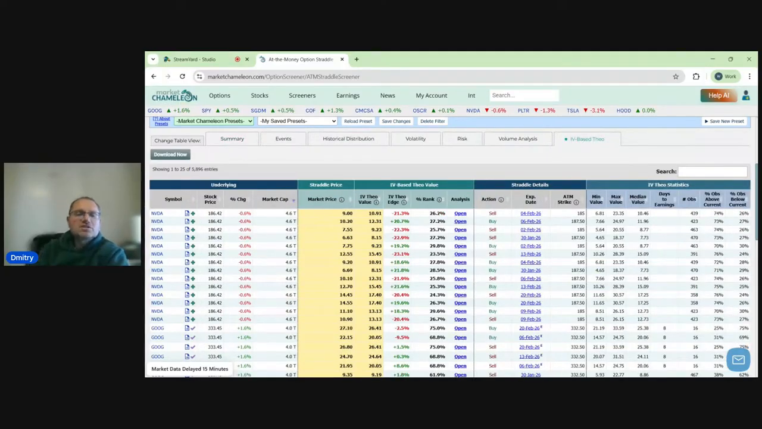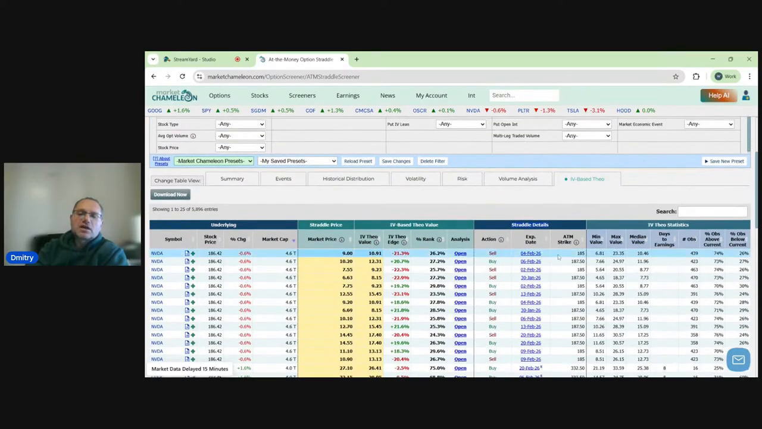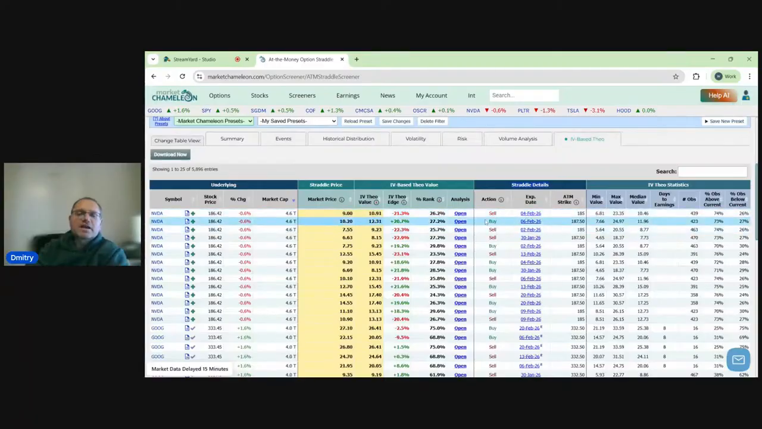And what this does is, you can see from left to right, we have the stock symbol with the price and market cap, that's NVIDIA. Then here we have these straddle details, and from what perspective are we analyzing it, from the sell side or buy side? So this gives us the expiration and the strike price of the straddle that we are analyzing.